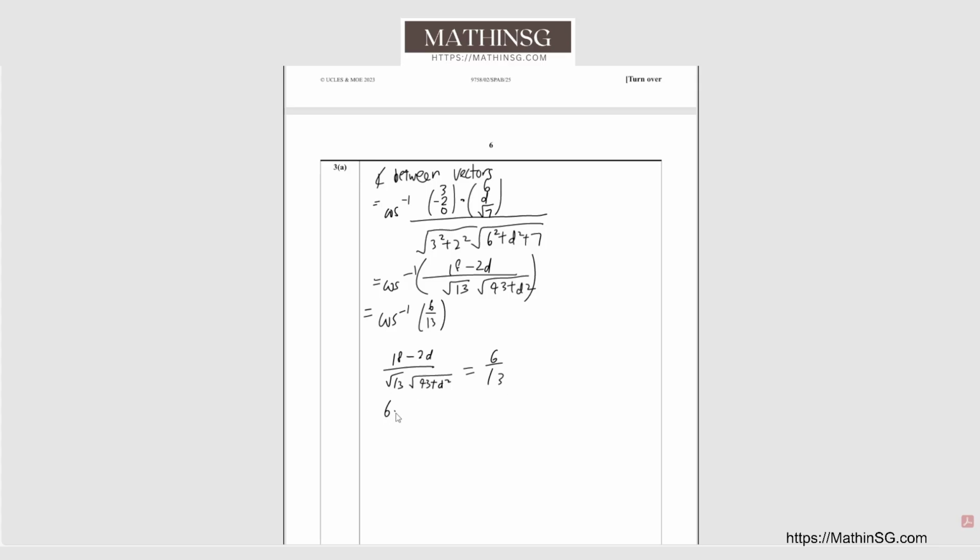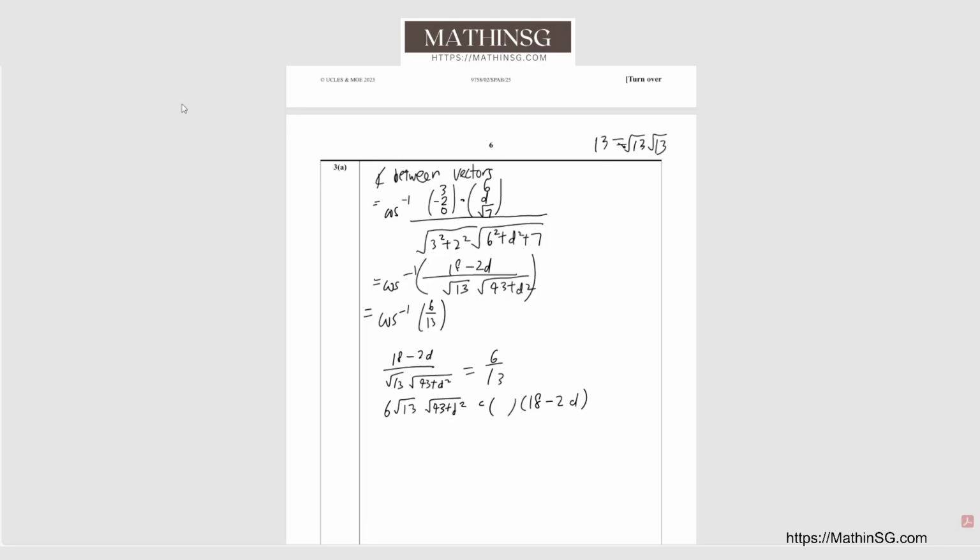So cross multiply. Okay, let me simplify before I square both sides. So 13 is equal to root 13 times root 13, right? So I can rewrite this as root 13 times root 13. So I can cancel this root 13 and this root 13, right? And then everything I can divide by 2. So I'm left with this. Then I'm going to take out the 2.